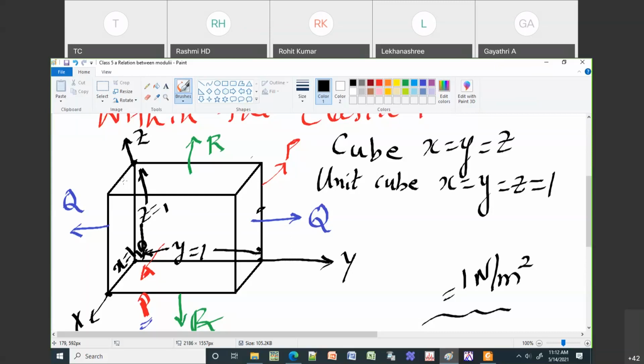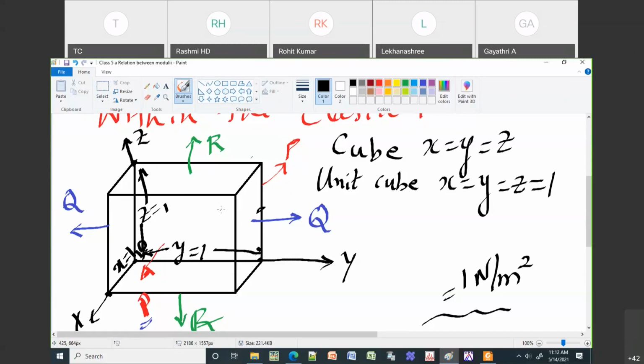Now I'm applying only P force. P is the outward force in the positive and negative direction. This is similar to what happens in the case of Poisson's ratio. There are two kinds of strain. The first is longitudinal strain, which is in the direction of the applied force. And then there is lateral strain, which is perpendicular to the direction of the applied force.